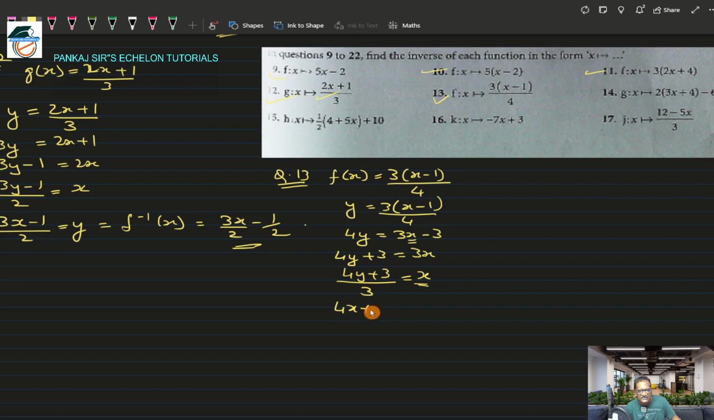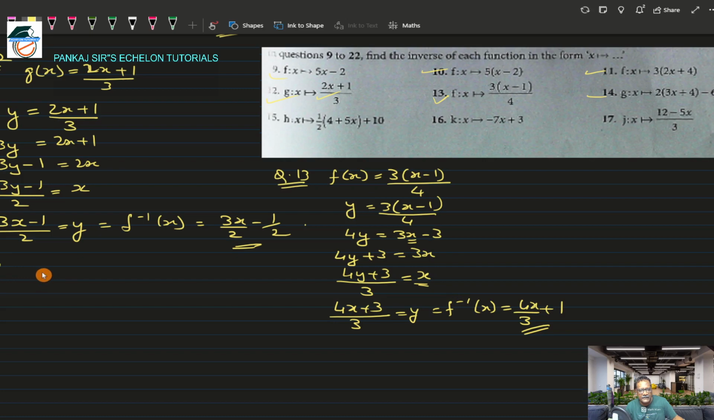Now since x has been made the subject, you just swap x and y. So it will become 4x plus 3 upon 3 equal to y. This y is nothing but your f inverse x. If you want to split, you can split it into 4x upon 3 plus 1. So this is your answer for question number 13. Let us go for question number 14.